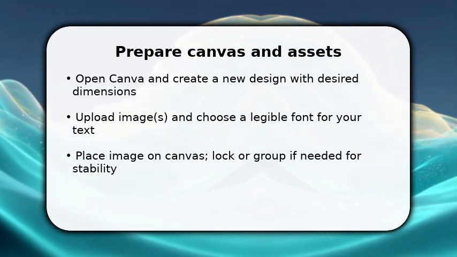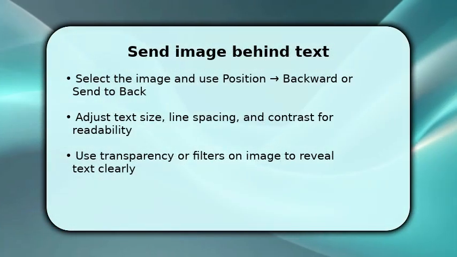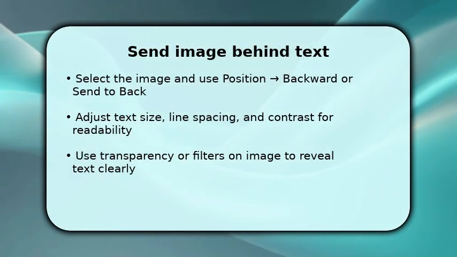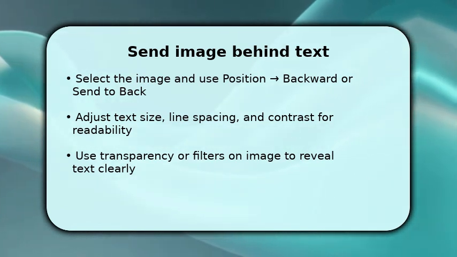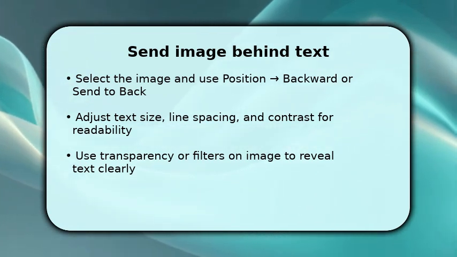Now you'll perform the core layering and adjustments. Select the image and use position, then choose Send to Back so your text sits above it. This is how the text appears in front while the image becomes a background. Once done, tweak text size, letter spacing, and line height to avoid overlap issues.